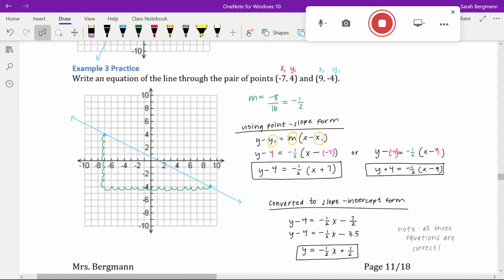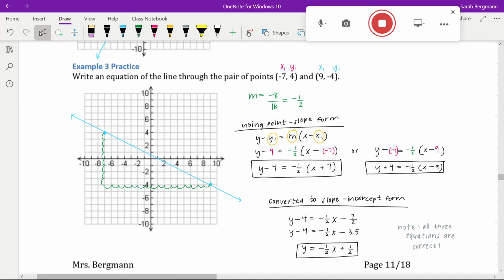Here's the solution. Notice that I showed you all the different ways to do it. You could just use point-slope form, or you could just use slope-intercept form. On this one, since the intercept is not clear, it's not an integer, so you could use point-slope form instead, since we're not exactly sure where the y-intercept is going to be.